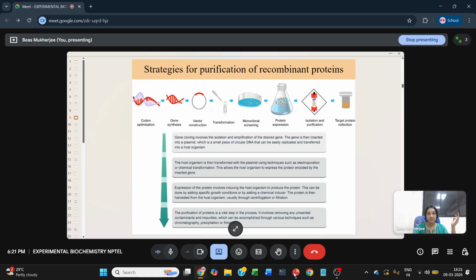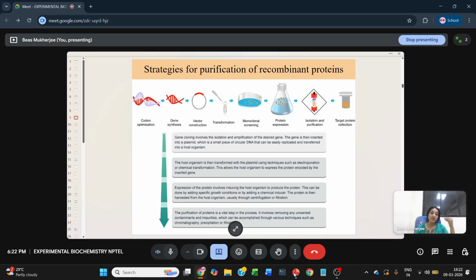So next, the host organism is transformed with the plasmid using techniques such as electroporation or chemical transformation. This allows the host organism to express the protein encoded by the inserted gene. So expression of the protein involves inducing the host organism to produce the protein. This can be done by adding specific growth conditions or by adding a chemical inducer. The protein is then harvested from the host organism, usually through centrifugation or filtration.